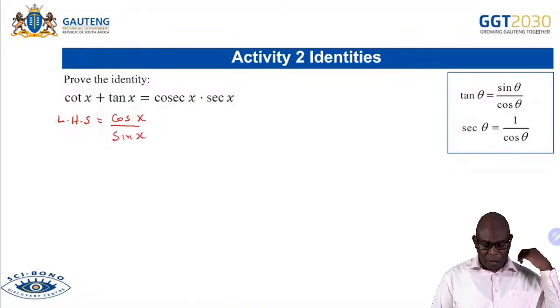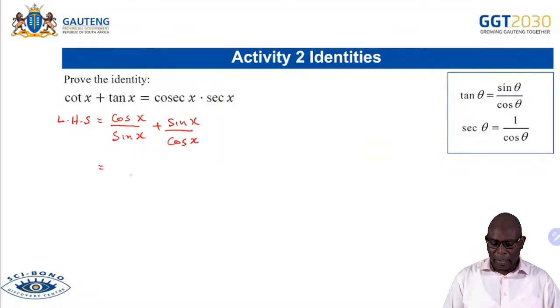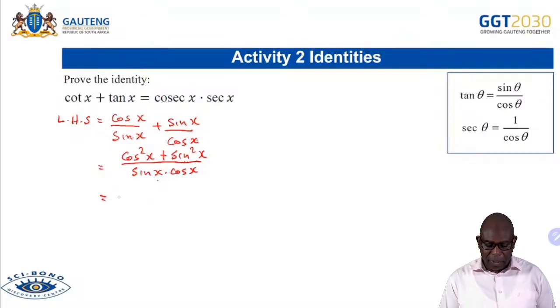What is the tangent of x? So it will be sine of x over the cos of x. So from here, I can take my LCM, which is sine x, cos x. Then over sine x cos x, it's cos squared of x plus, the sine x into sine x, which is sine squared x. Then I know that that top part will give me 1 over sine x cos x.